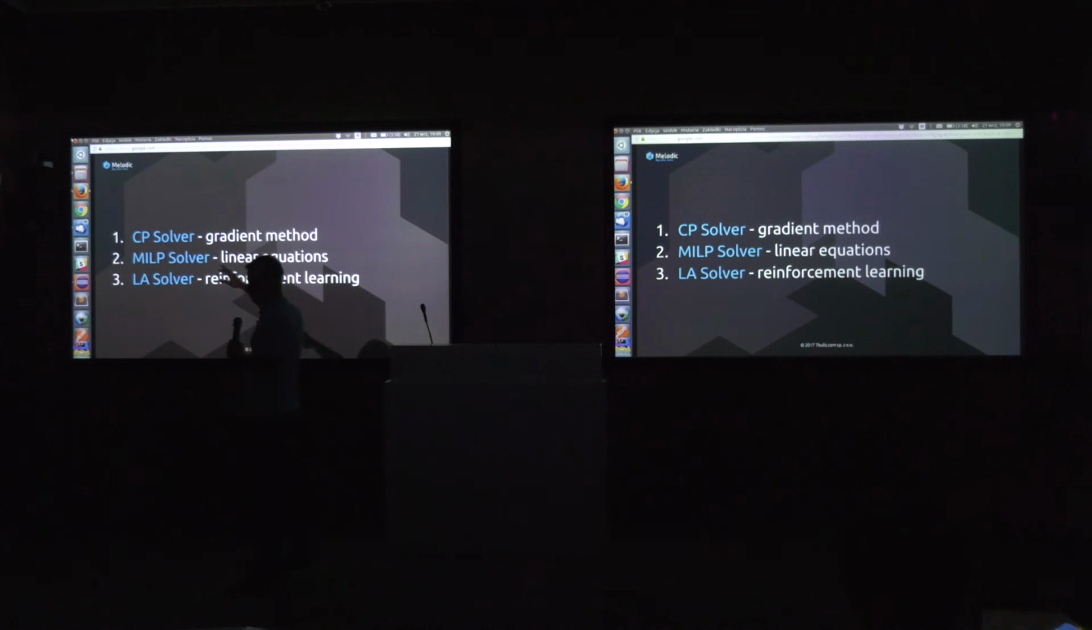And the MILP solver. So it's mixed-integer linear programming. It's just a set of equations that are being resolved.